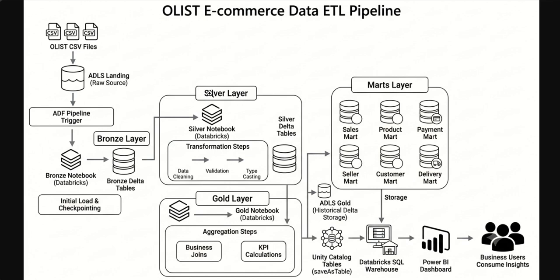Here we can see the architecture. Our pipeline starts when CSV files arrive in Azure Data Lake Storage. Then a storage event trigger immediately notifies Azure Data Factory, which orchestrates the complete workflow. Data is processed through the bronze, silver, and gold layers inside Azure Databricks, which all uses Apache Spark. The final analytical tables are registered in Unity Catalog, exposed through Databricks SQL Warehouse, and consumed by Power BI for business insights by the user. Everything here runs automatically without manual intervention.